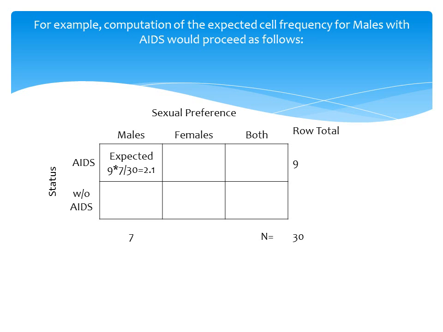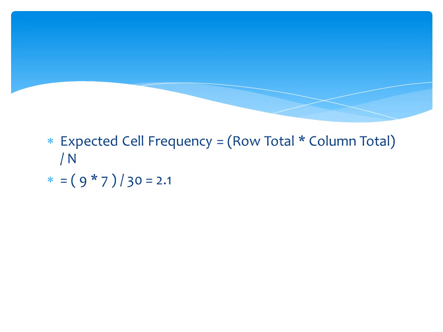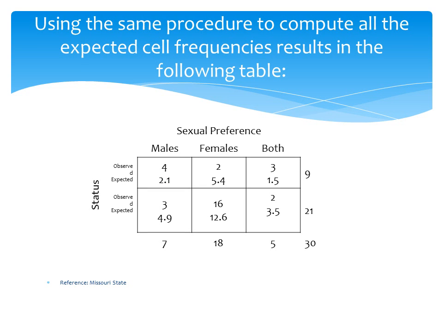Okay, so that's how we identify the expected frequency. And this is basically what I had said on the other slide, how to identify the expected cell frequency: row total times column total divided by the number. So using the same procedure to compute all the expected cell frequencies results in a table similar to this.